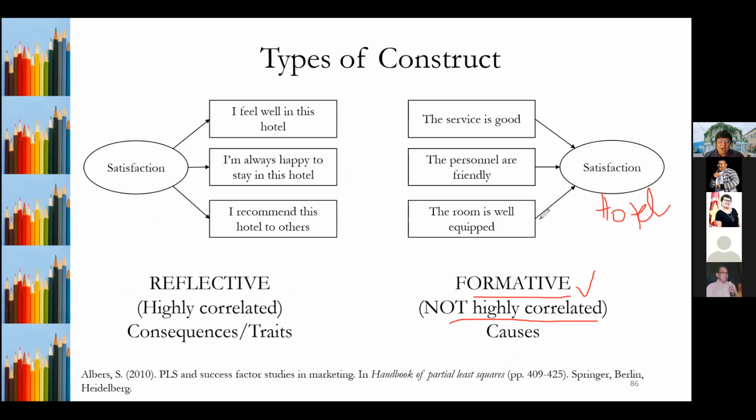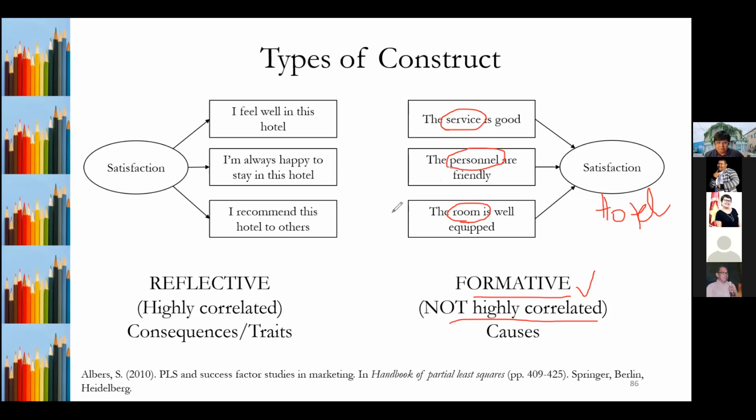So item 1 says the service is good. So the first item has something to do with the service that the hotel provided to their guests. Number 2, the personnel are friendly. So personnel here, or the second item talks about the friendliness of the personnel. Remember, the first one has something to do with service. The second one has something to do with the personnel. Let's try to see number 3. The room is well equipped. So item number 3 is about room.